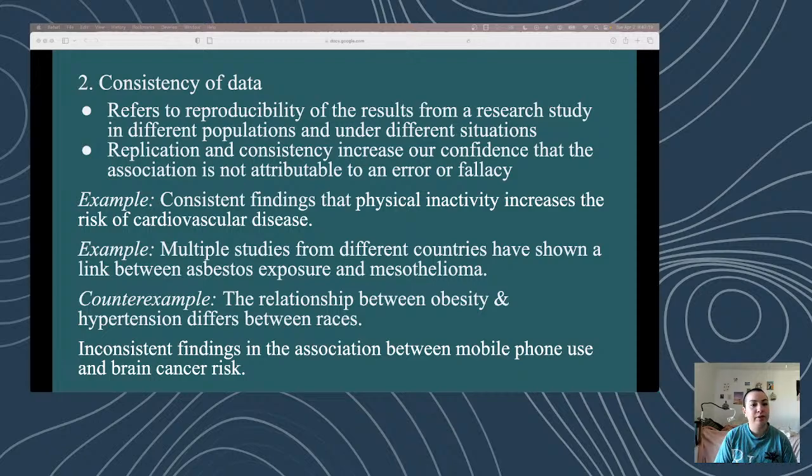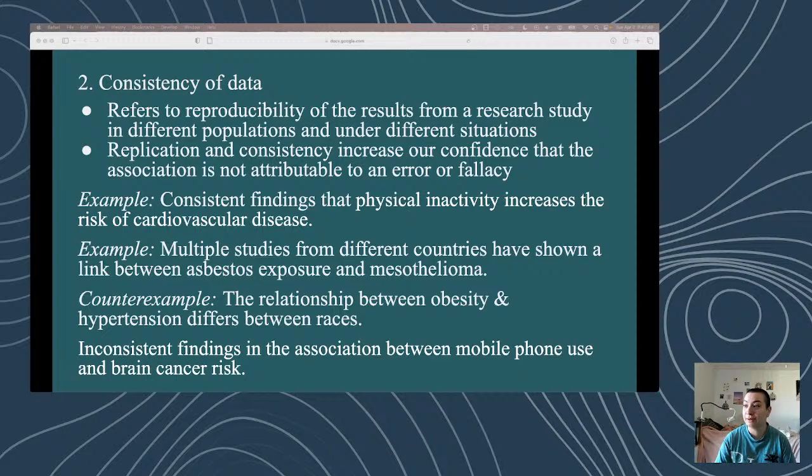So consistency of data refers to the reproducibility of the results from a research study in different populations and under different situations, or just in the same population, but although that's never done. Replication and consistency increase our confidence the association is not attributable to an error or a fallacy. For example, in several different populations across tons of different countries, we found consistent findings that physical inactivity increases the risk of cardiovascular disease.